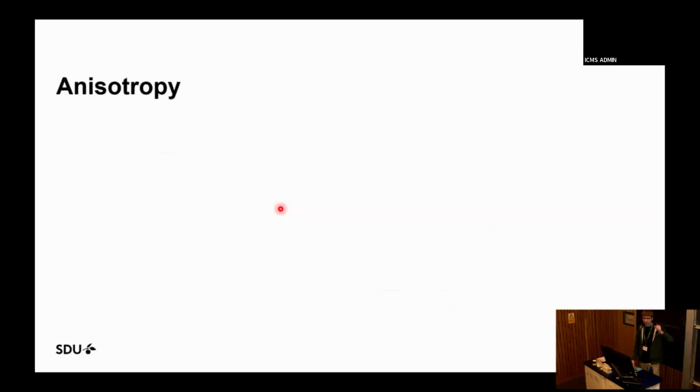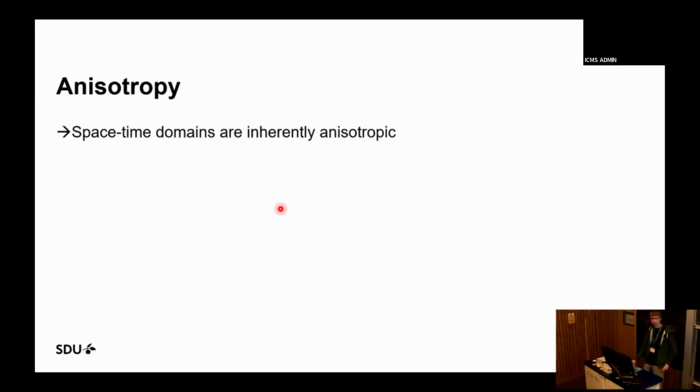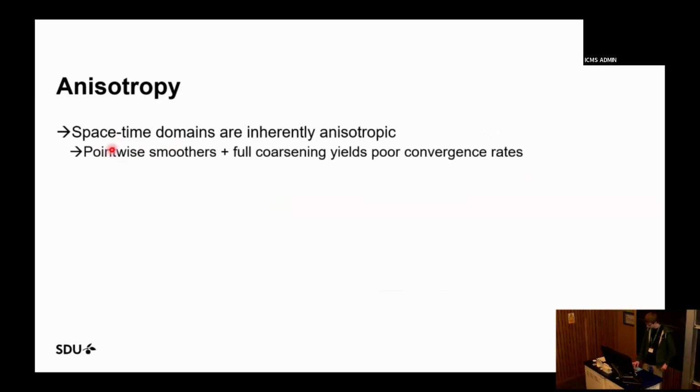One thing that you always have to worry about with regards to these space-time multigrid methods is anisotropy, because space-time domains are inherently anisotropic because the dimension of time is different from the dimensions of space. One of the consequences of that is that if you use pointwise smoothers and combine them with full coarsening of your grids, then this often leads to quite poor convergence rates. And there are a few solutions for this.